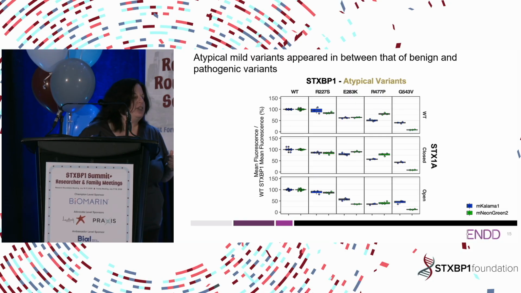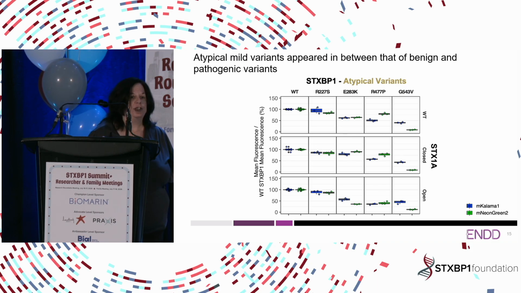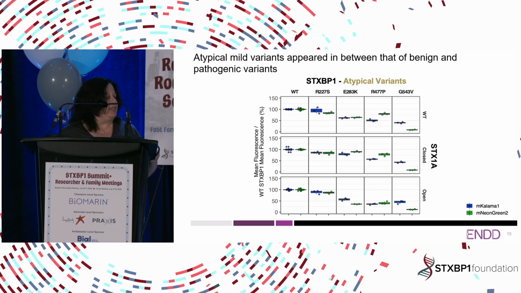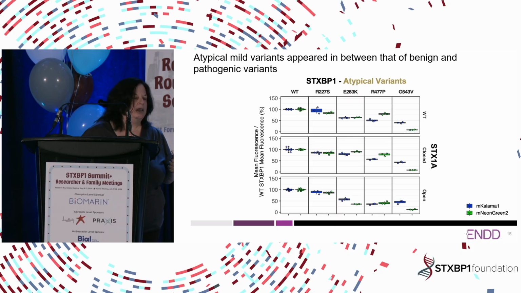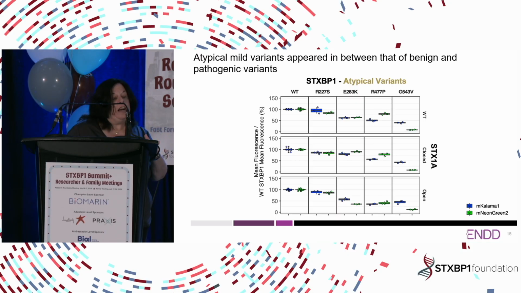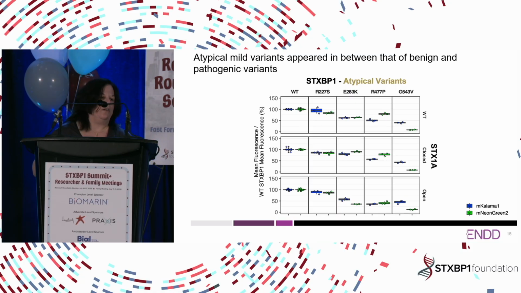The R227S variant, this is a very mild case. In fact, this patient never had seizures. And you might imagine, looking at this profile, that it's very similar to what we just observed with the benign variants. This is different than the other atypical variant shown here. The E283K, that shows a reduction in stability, but not as much reduction in binding. In fact, with wild-type syntaxin, no reduction of binding at all.